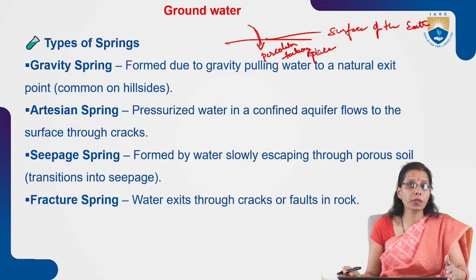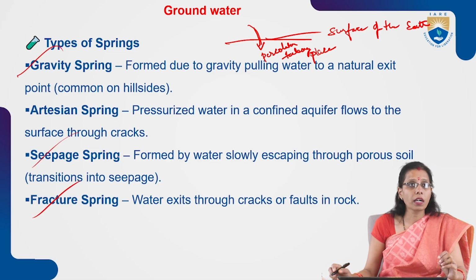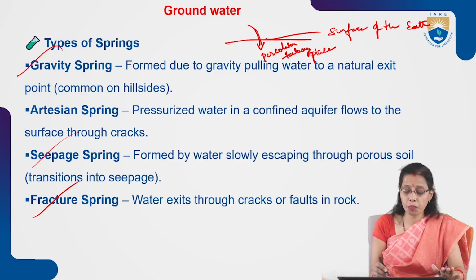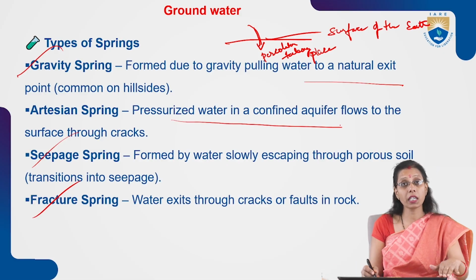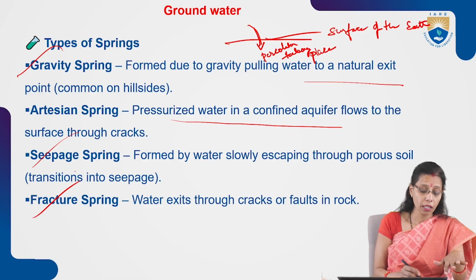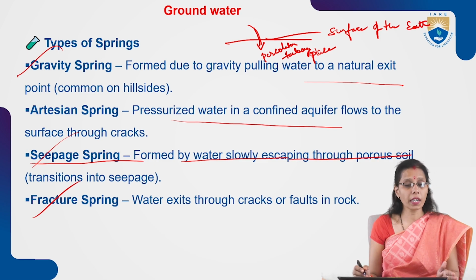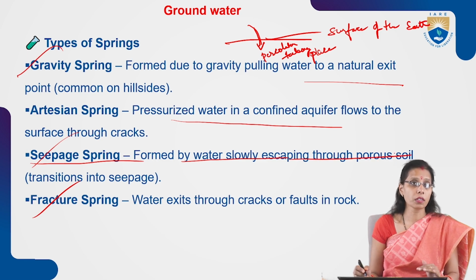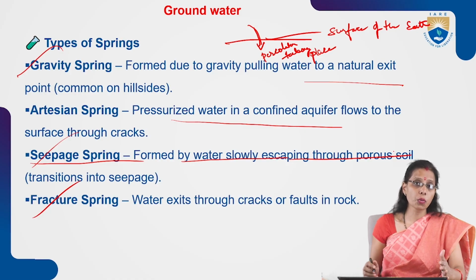What are the types of spring here? So we have a gravity spring, an artesian spring, a seepage spring, and a fracture spring. Our gravity spring is formed due to the gravity pulling of water, at a natural exit point. Artesian spring is pressurized water in a confined aquifer, flowing to the surface through the cracks. And seepage spring is formed by the water slowly escaping through the porous soil. Fracture spring, water exits through cracks or fissures in the rock.